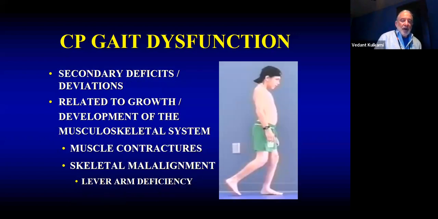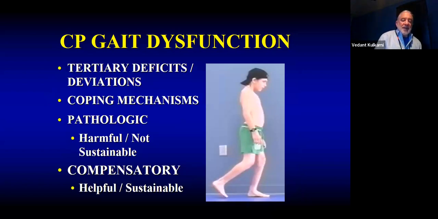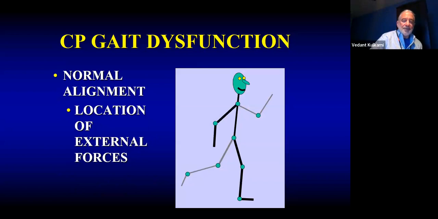Secondary deficits or deviations are related to disruptions that occur during growth and development of the musculoskeletal system. Examples here would be muscle contractures, so myostatic deformities, and skeletal malalignments. Tertiary deficits or deviations are coping mechanisms for primary or secondary problems, and we subdivide those into those that are pathologic, which means that in some way we think they are harmful or not sustainable. Knee hyperextension in stance phase would be an example of one that we think is not an acceptable tertiary deviation. Others, though, are clearly just compensatory. They're deemed helpful and are sustainable, in which case we embrace those and we don't offer treatments to correct those problems.